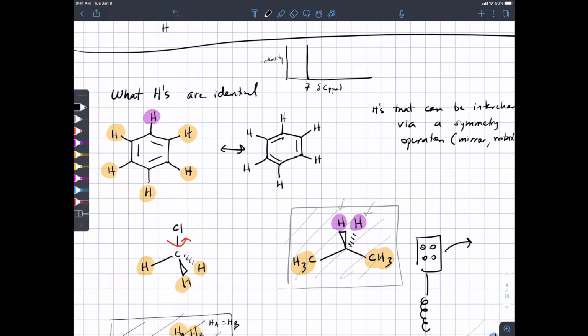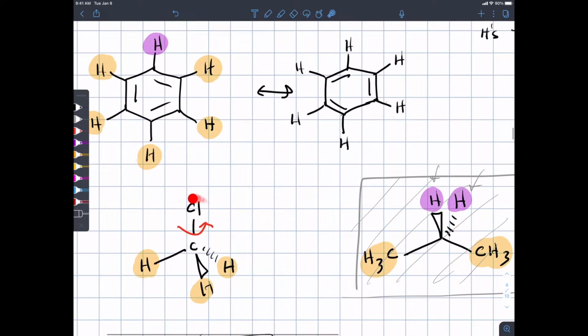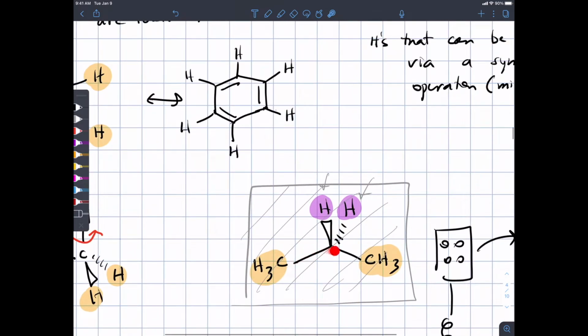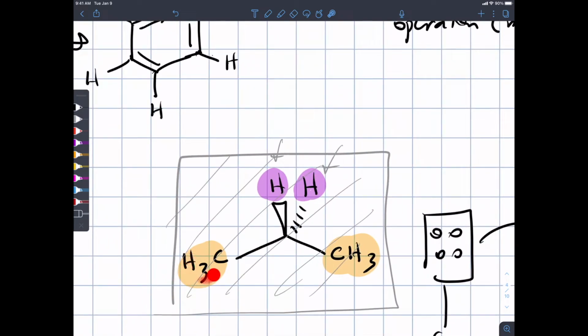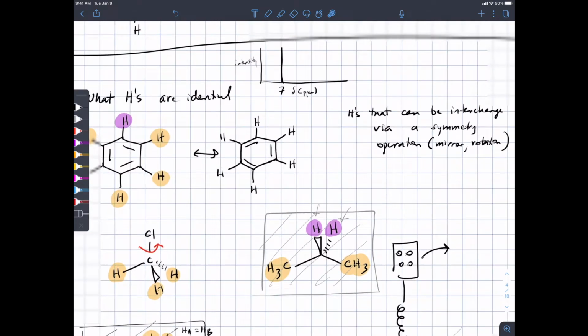Similarly, we can look at all sorts of different symmetry operations. In chloroform here, the 3 methyl protons are identical because you can interchange them by rotation. In propane, the 2 protons here are identical to each other because of a mirror plane of symmetry in the plane of the page. You can interchange each of these purple protons with each other. Similarly, methyl protons here are identical to methyl protons there, again by symmetry.